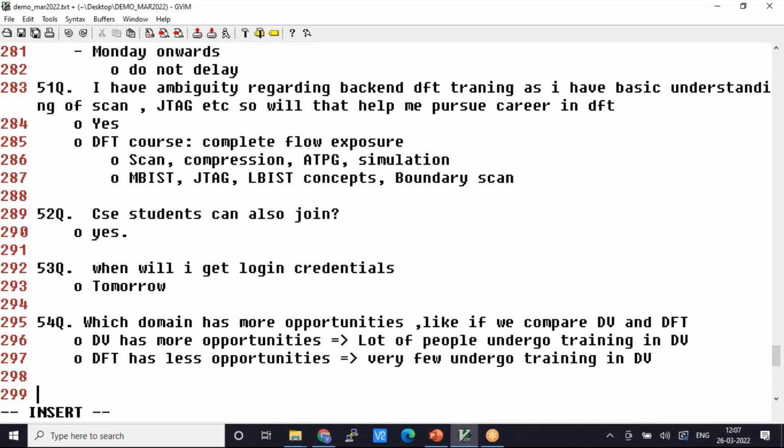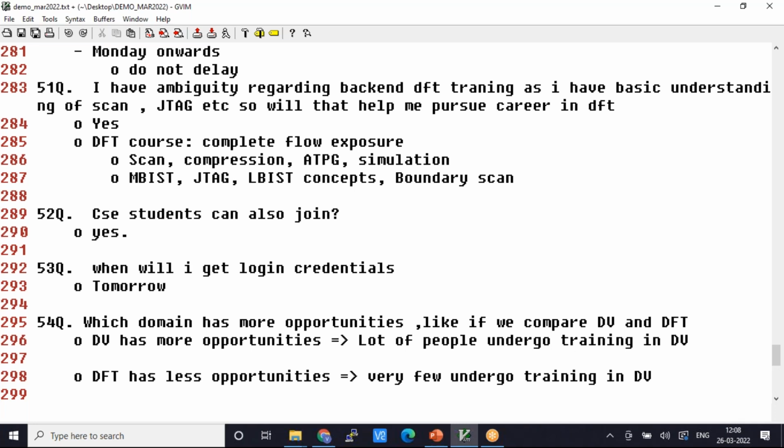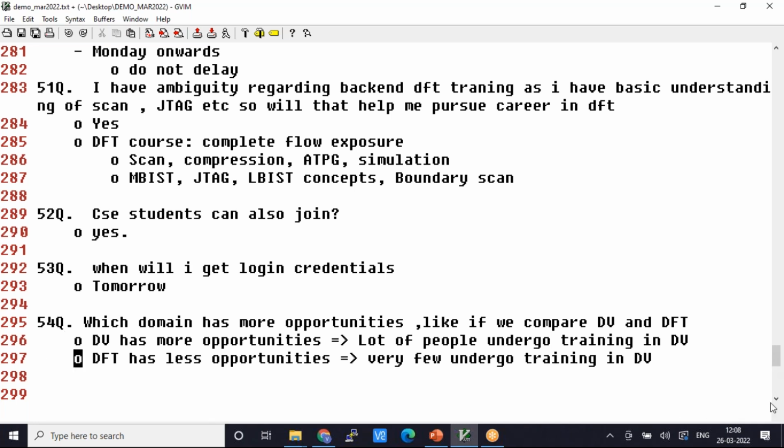Currently, our situation in DFT is such that there are companies who want to hire 30 plus candidates, and we don't have even a single candidate. Let's say Capgemini wants to hire 10 people today, we don't have even a single candidate in DFT. DV is also similar. The only disadvantage for DV is that a lot of people are undergoing training. Otherwise, DV has more opportunities compared to DFT.